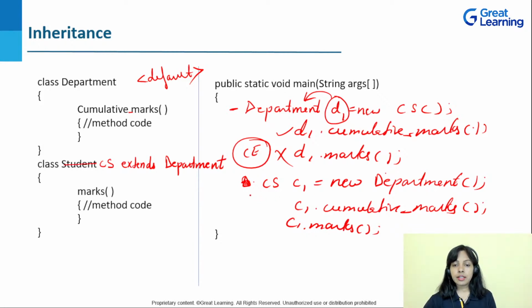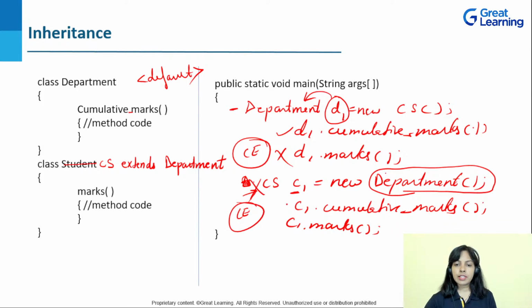Okay. Guys, there is an error in the first line itself. We cannot have a child class object with parent class constructor. A child class object with parent class constructor is not possible. So in this line itself, there is an error. It will throw a compile time error. So obviously, going ahead, all this cannot be possible.